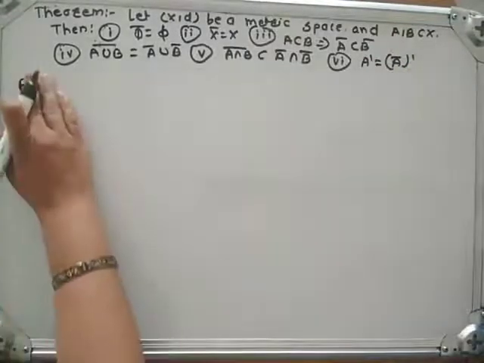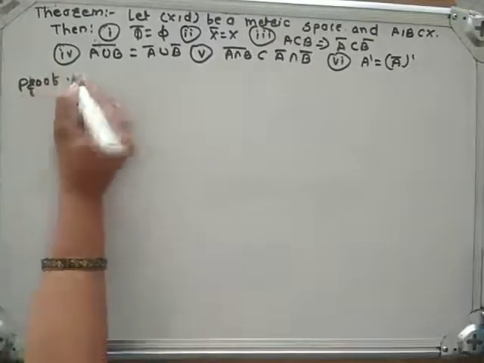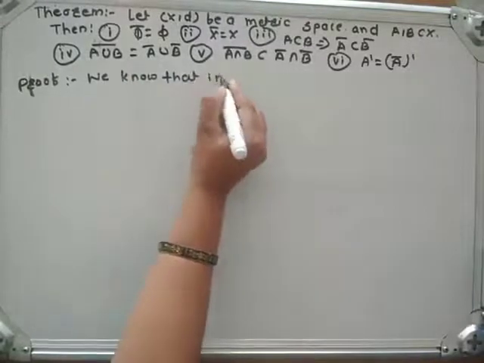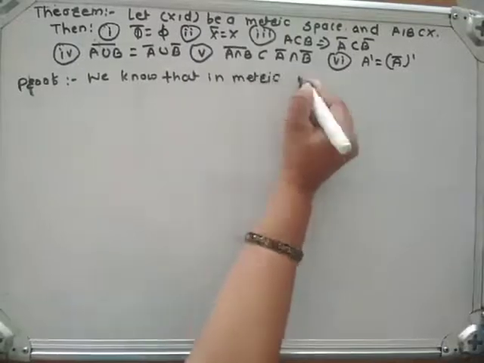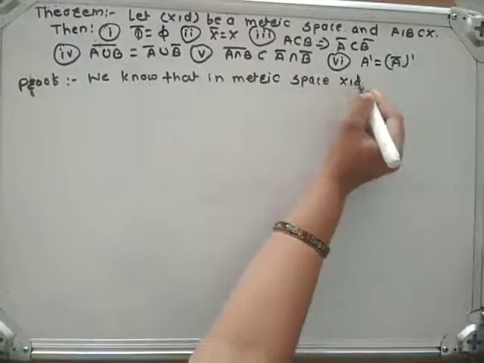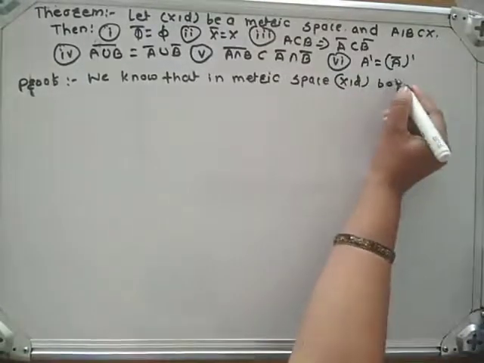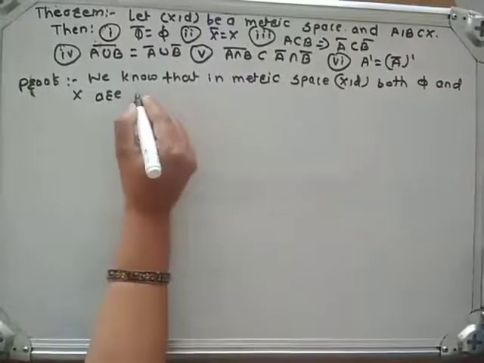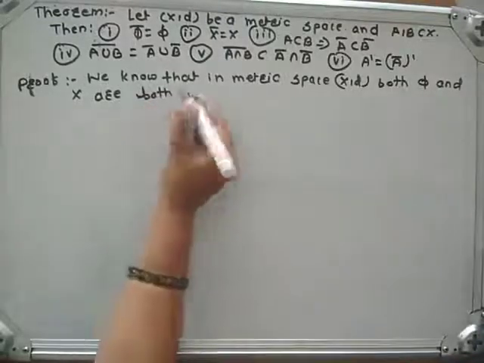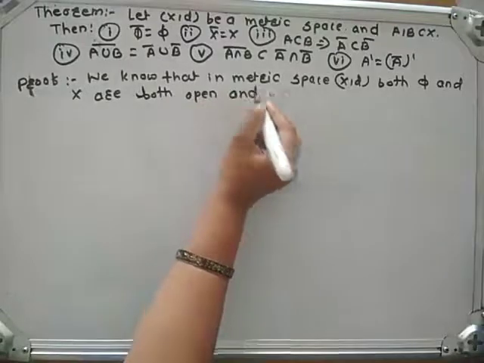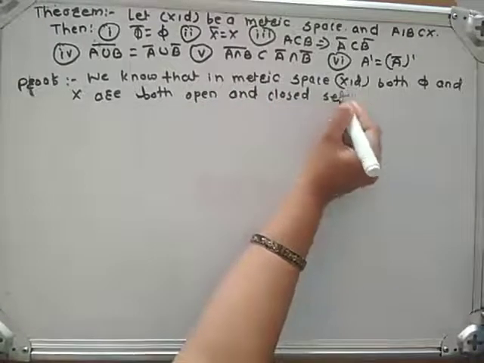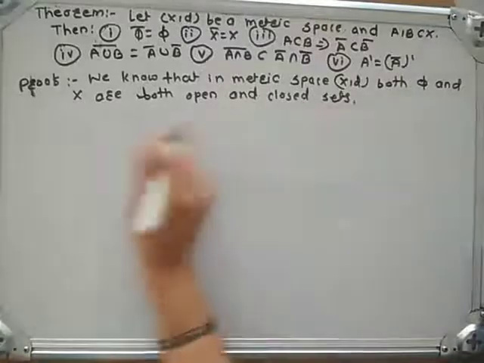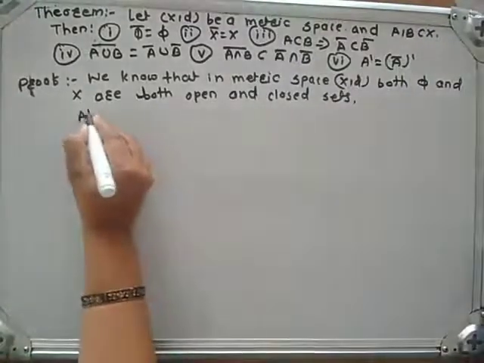Now we will prove this theorem. We know that in metric space X, both phi and X are both open and closed space.